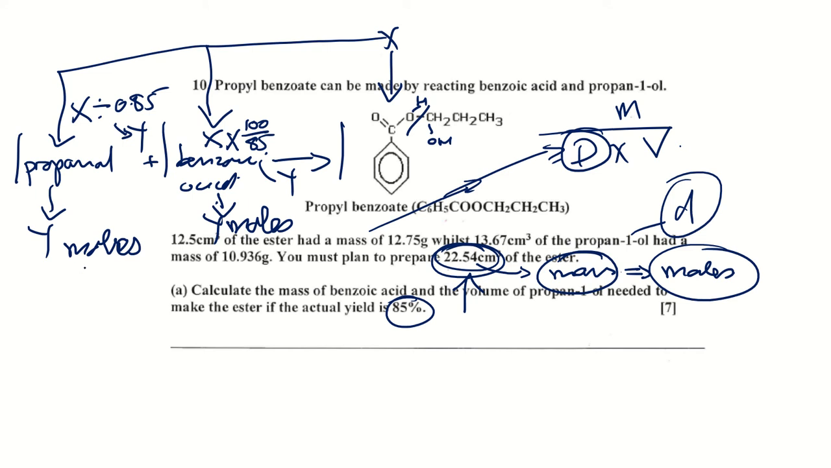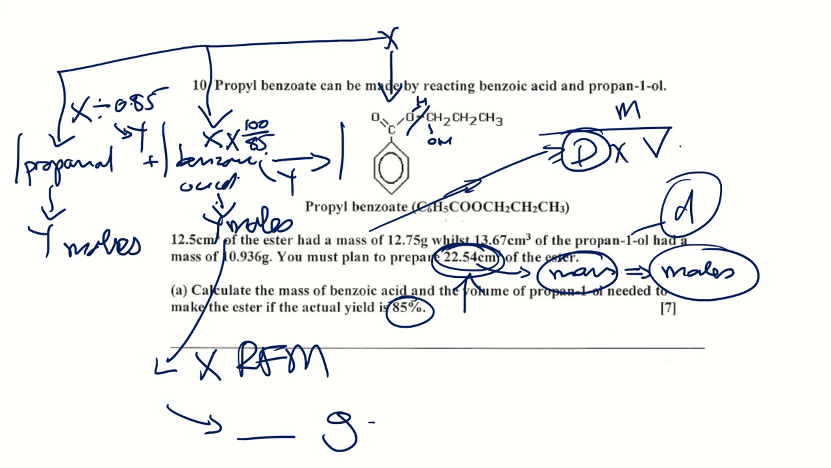So it asks for the mass of the benzoic acid. Once I've got Y moles of benzoic acid, I just multiply that by the RFM, and that would give me my answer, would give me my grams. The answer will pop up on the next screen, by the way, I'm just explaining the method here. That will give me grams. Once I've got Y moles of this, I multiply that also by the RFM, and that will give me mass of that.